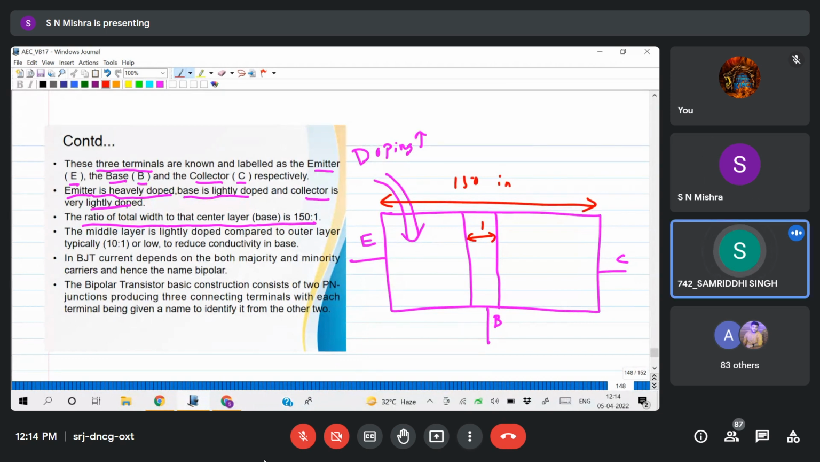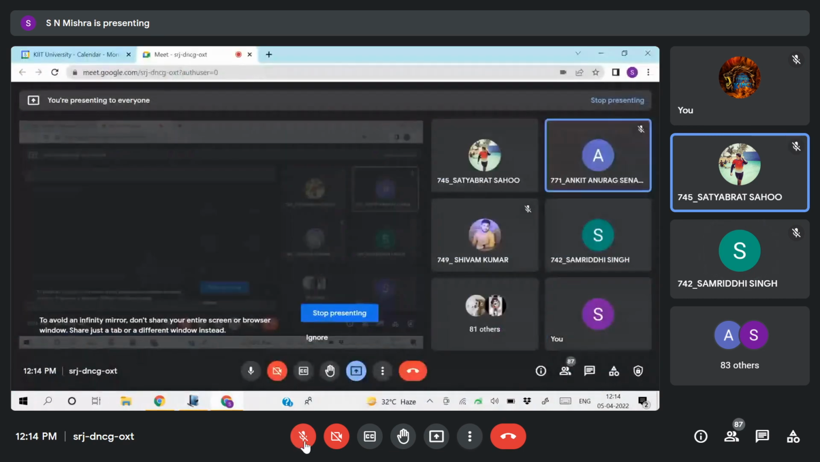उसका चालू हो जाता है। आप लोग का मेरे को शांति से कभी रहने देंगे आप? Samriddhi, your mic is on. Who is talking?